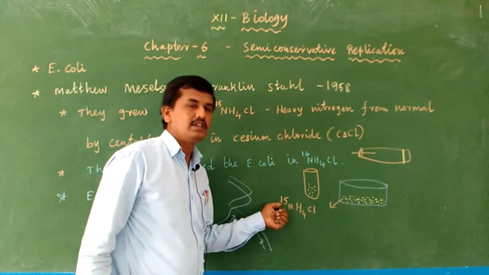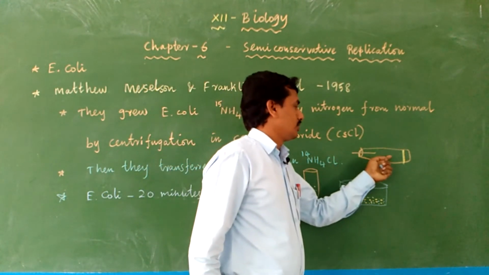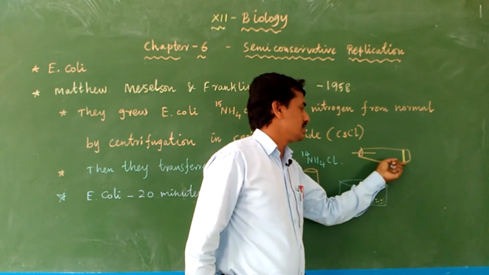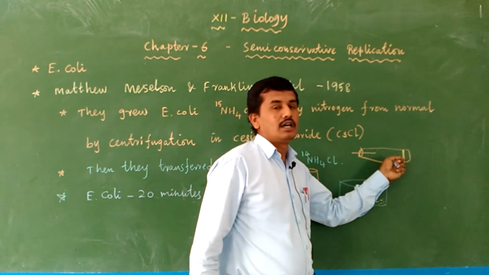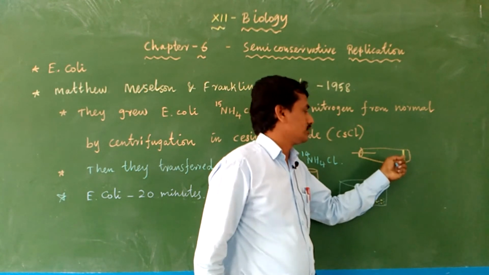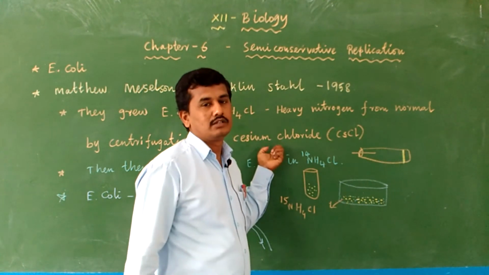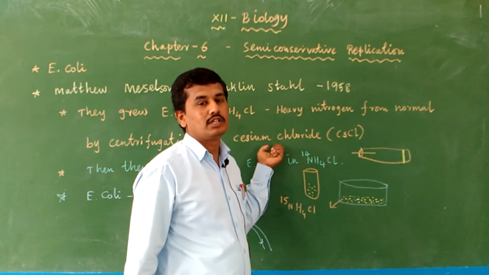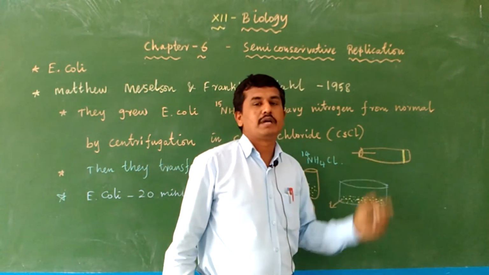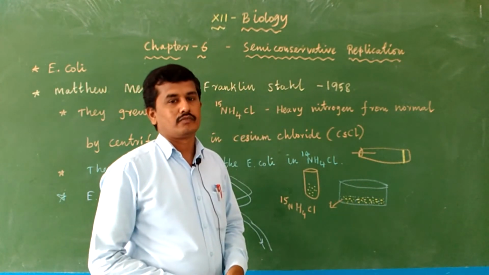Due to its heavy density in the centrifuge, the bacterium settles towards the bottom end. We observe the color of the bacterium with the use of cesium chloride. We add cesium chloride to that particular medium for visibility of the bacterium, or of the genetic material. Okay.